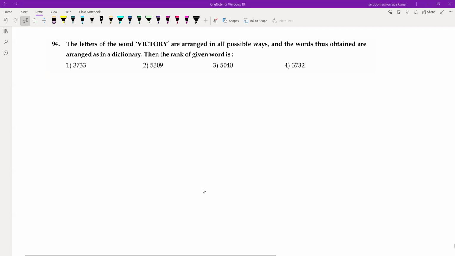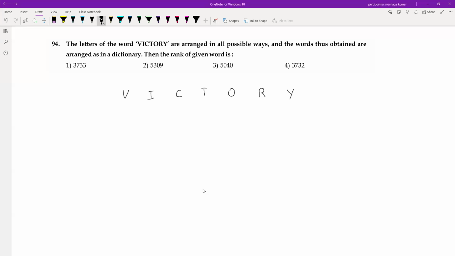So what is the given word? Victory. So write down V I C T O R and Y. Okay, and then create number lines. So these numbers indicate the position of the word according to alphabetical order.